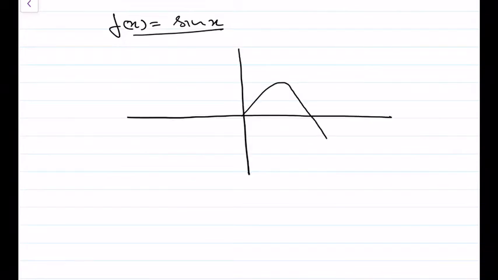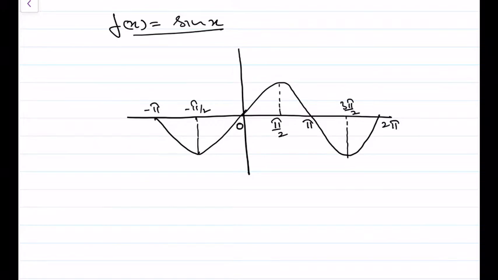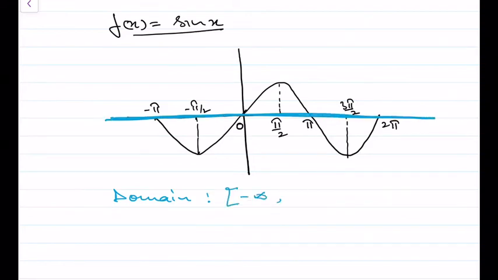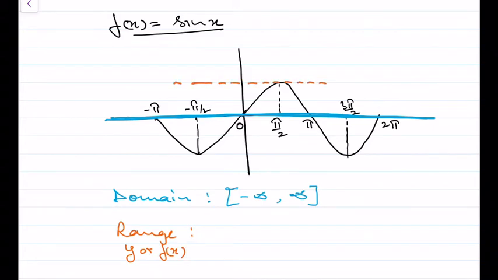So for f(x) = sin x, the domain is minus infinity to plus infinity, and its range, or y or f(x), is between -1 and 1.